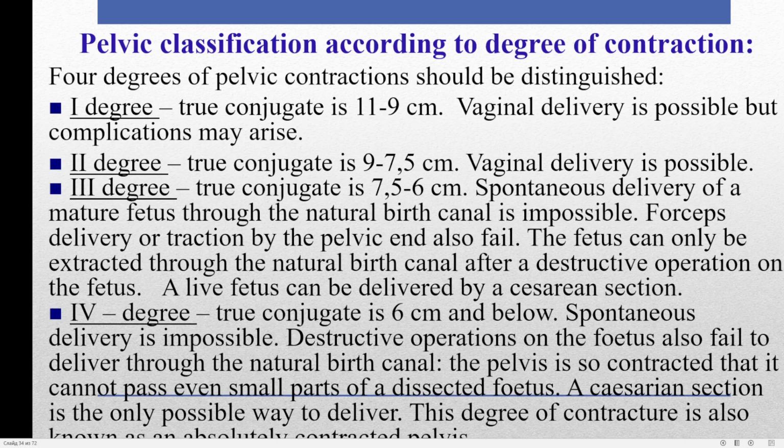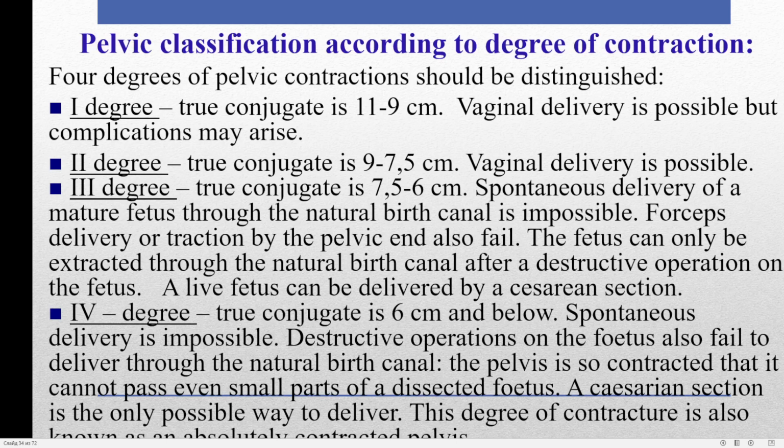I pay your attention, in case of a mature fetus, if gestational age is more than 37 weeks of pregnancy. Forceps delivery or traction by the pelvic end also fail. The fetus can only be extracted through the natural birth canal after a destructive operation of the fetus. A live fetus can be delivered by cesarean section.